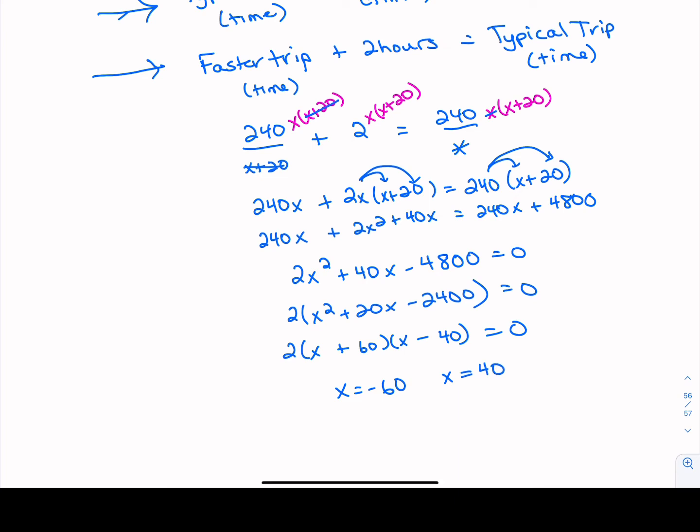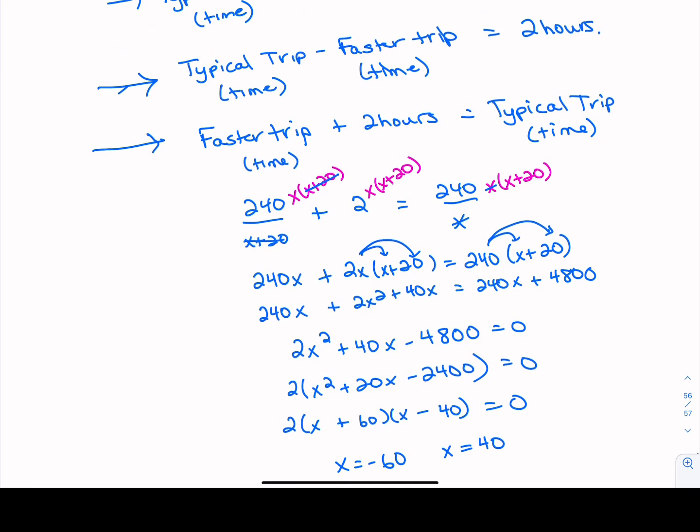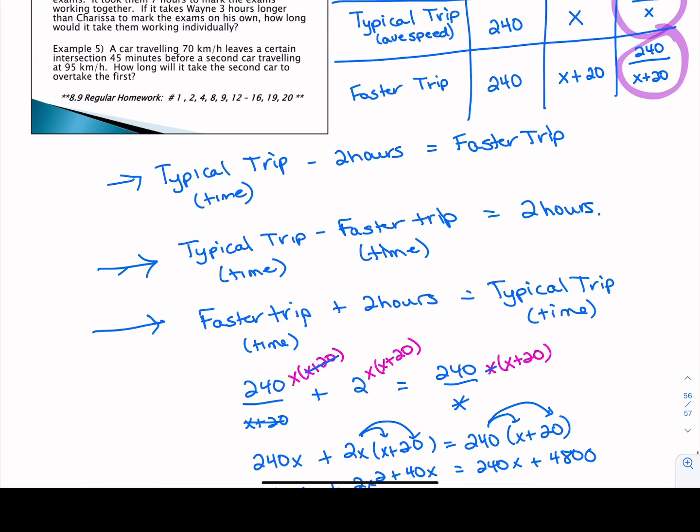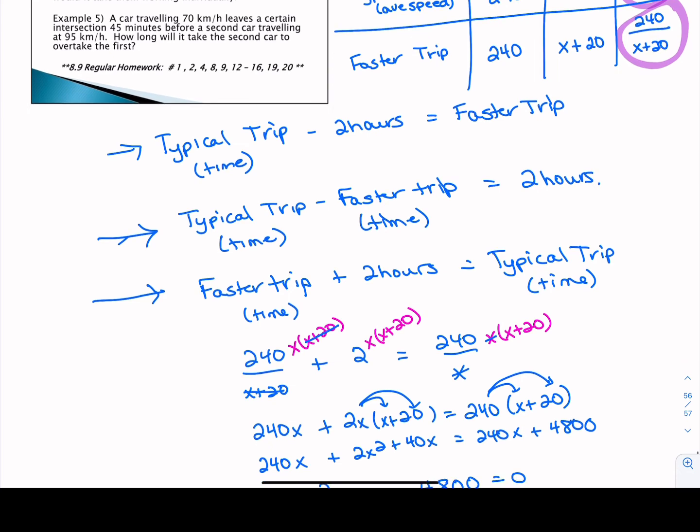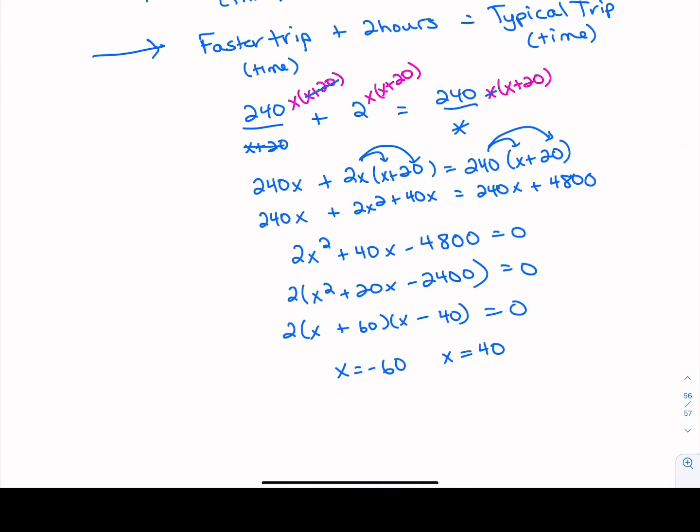Now remember, we're talking about applications. And in this case, the variable, if we sneak back and look at your table, is a speed. It doesn't make sense for us to have a speed that's negative. So we're going to reject negative 60 and say that that's extraneous in this case because it doesn't make sense in the context of the question. So x is going to equal 40. And we know this is Sheila's typical average speed. So we're going to say this is 40 kilometers per hour.